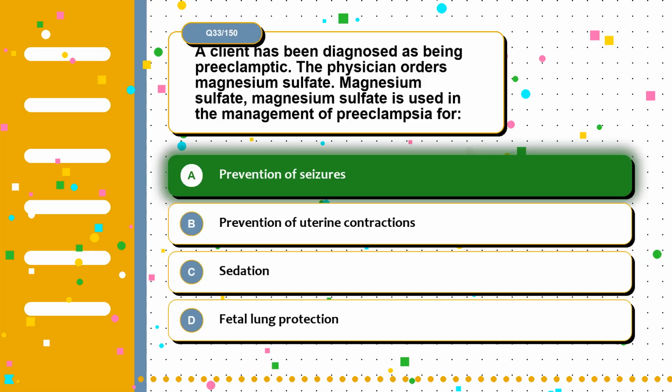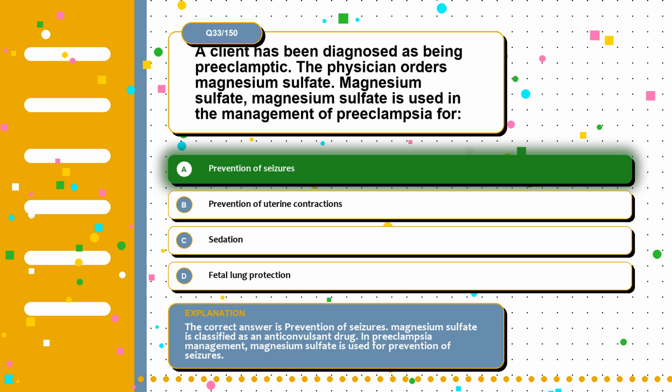The correct answer is option A. Prevention of seizures. Magnesium sulfate is classified as an anticonvulsant drug. In preeclampsia management, magnesium sulfate is used for prevention of seizures.